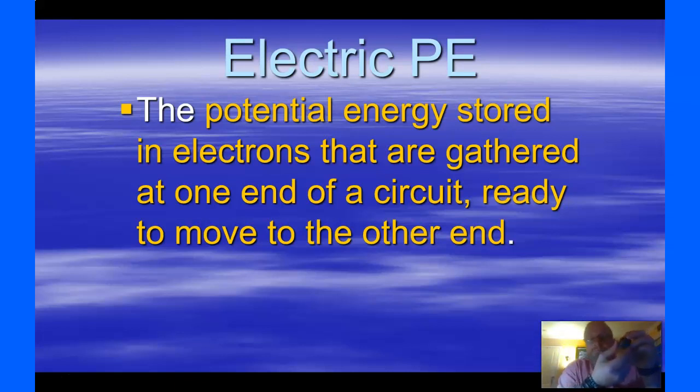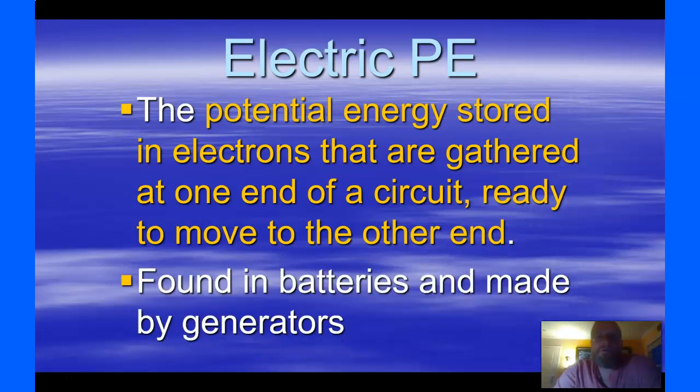They don't understand, do they? So electrons gather here. Because of their position, they want to be somewhere else. If you give them a path to go on, like a wire going from here to there, a circuit is a path they can go on, they will go. So they have the potential to cause change due to their position, potential energy. In this case, it's electric potential energy. Found in batteries and in generators.